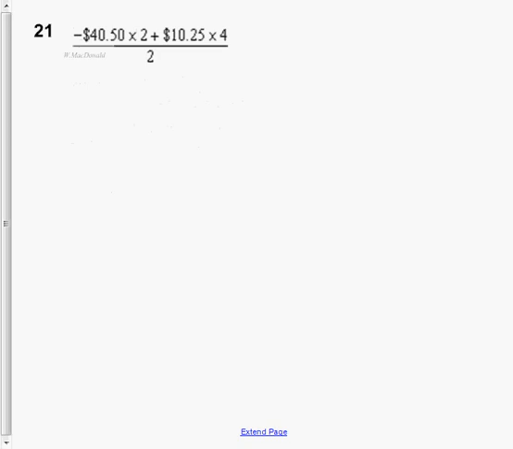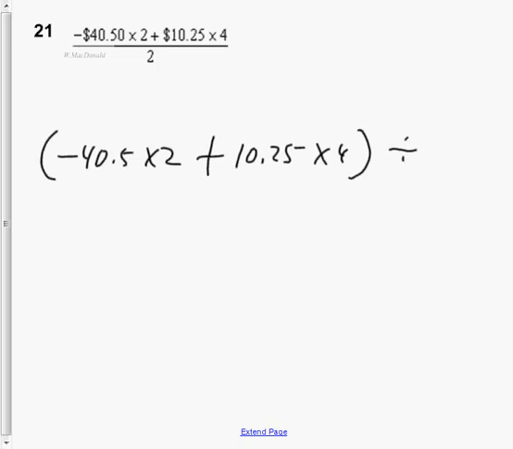Oh, my heavens. 17% had the same answer. So let's look at this. I'm going to rewrite this. Negative 40.5 times 2 plus 10.25 times 4. Get an answer, and then take that answer and divide by 2.